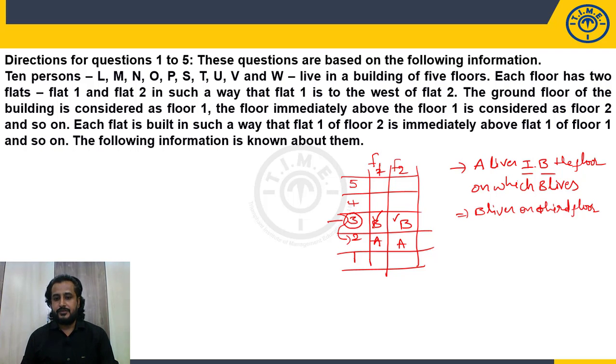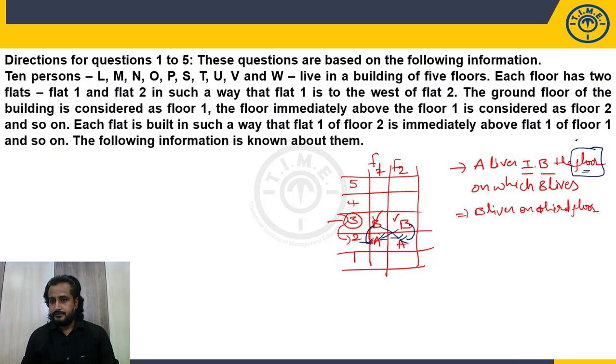So what are the possibilities? It may be in this way. So both are on the same flats. It is also possible, or this way also it is possible. In any case, what I can say is that A is immediately below the floor on which B lives. So this is the meaning of floors. So it is important whether the clue is given with respect to floor or with respect to flat.